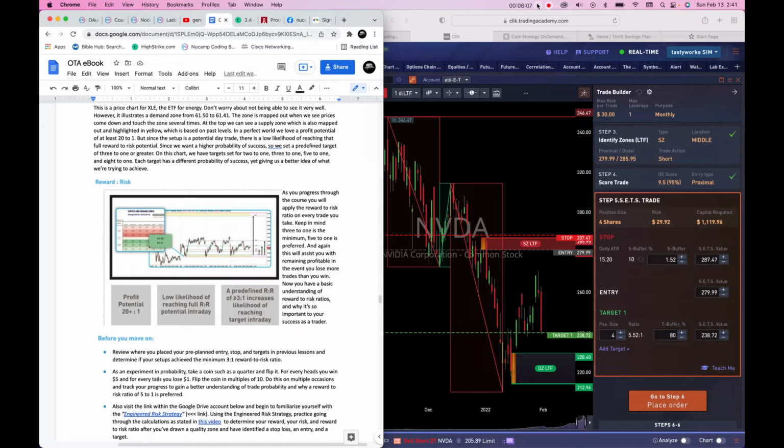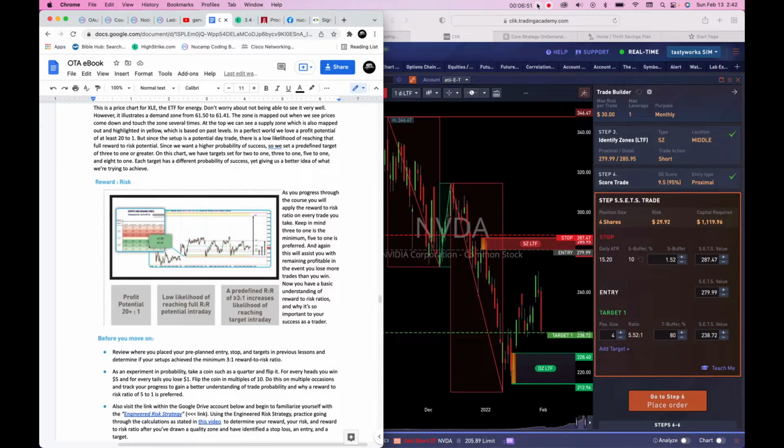As you progress through the course, you will apply the reward to risk ratio on every trade you take and set multiple targets. Keep in mind, 3-to-1 is the minimum, 5-to-1 or greater is preferred. And again, this will assist you with remaining profitable in the event you lose more trades than you win. Now you have a basic understanding of reward to risk ratios and why it's so important to your success as a trader. Before you move on, review where you placed your pre-planned entry, stop, and targets in previous lessons and determine if your setups achieved the minimum 3-to-1 reward to risk ratio.